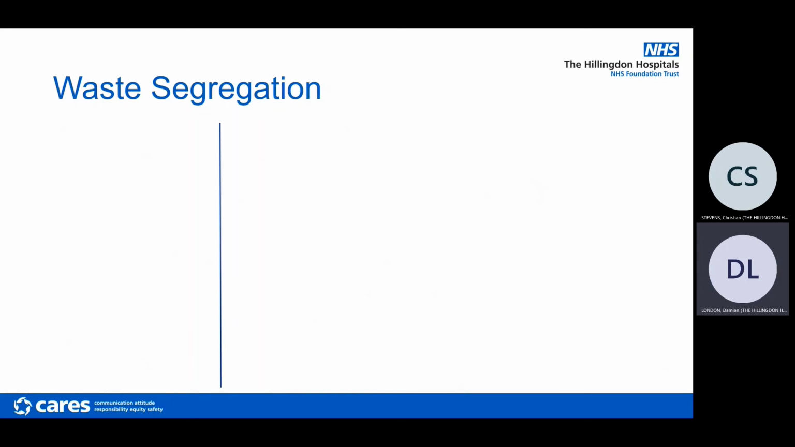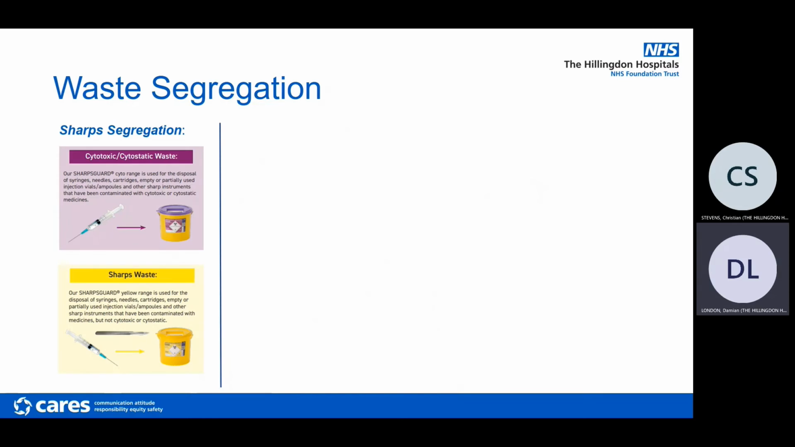So we talked about a hierarchy of control and having arrangements for disposal, and this is part of our control measures. So how do we dispose of sharps safely? So we've got a segregation process. Here we've got the bins that are commonly used in the trust. The purple top is for cytotoxic and cytostatic sharps waste. And then you've got the one that you would most commonly see, which is the yellow top, and that's generally used for any other type of sharps.